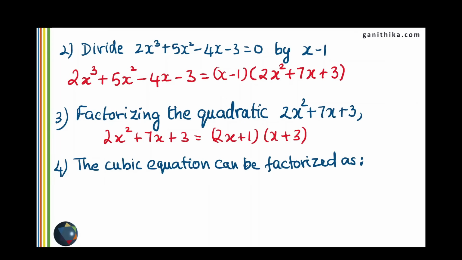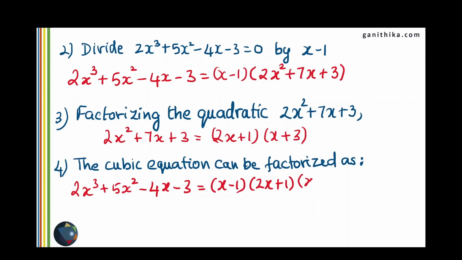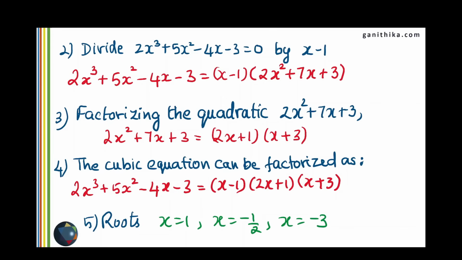Now the cubic equation can be written as three linear factors: x minus 1, 2x plus 1 and x plus 3. Solving each of them, you will get three different roots. x is equal to 1, x is equal to -1/2 and x is equal to -3. And these are the three roots for the given equation.